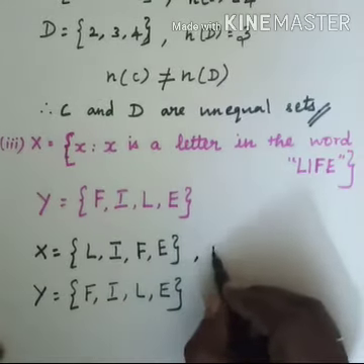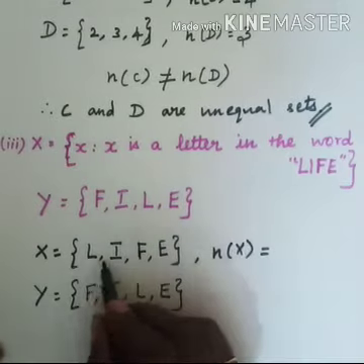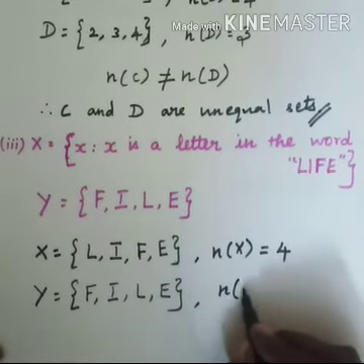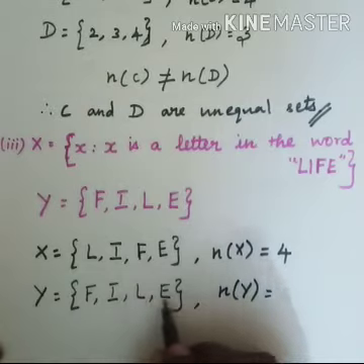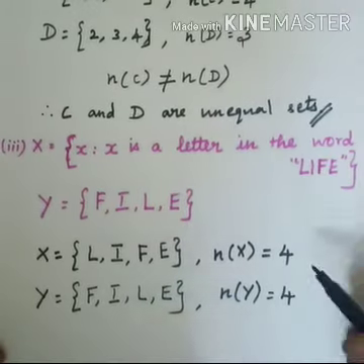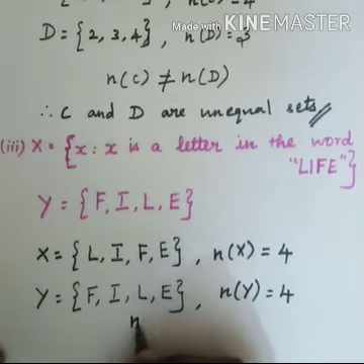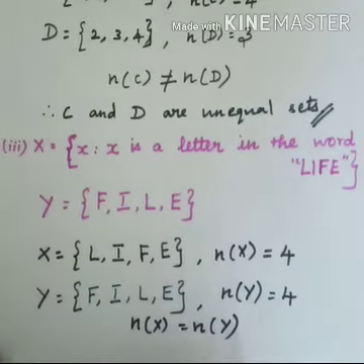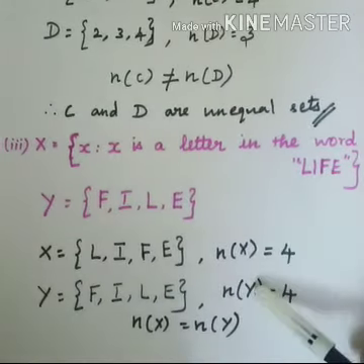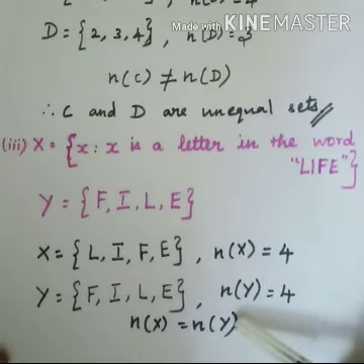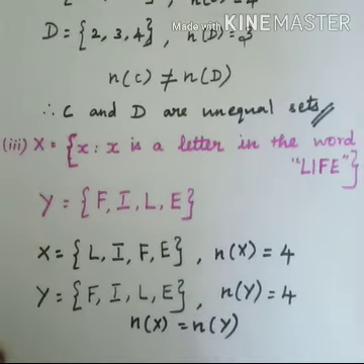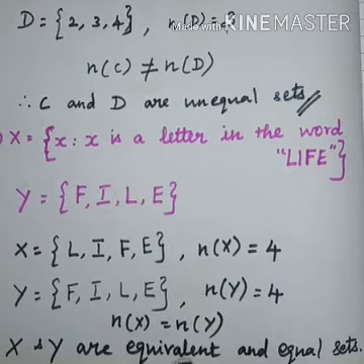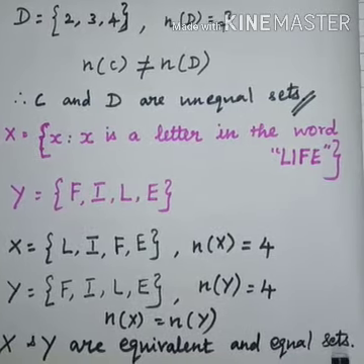The number of elements in X is what? How many elements? 1, 2, 3, 4. 4 elements. And the number of elements in Y is how many? 1, 2, 3, 4. 4 elements. Therefore, the number of elements in X is equal to the number of elements in Y. Therefore, the sets X and Y are equivalent sets and also equal sets.